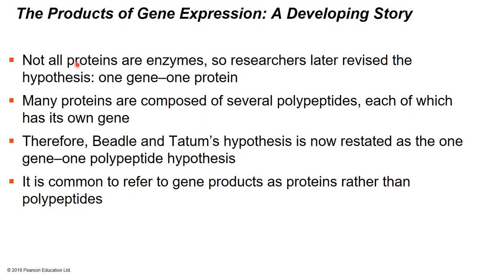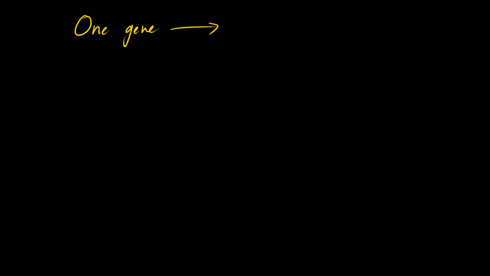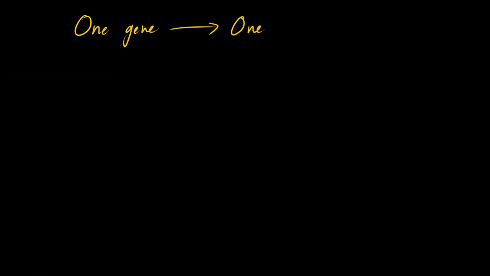But now we know that not all proteins are enzymes. So some genes will be encoding proteins that are not enzymes. Okay? So you have to understand that Archibald Garrett suggested this hypothesis to try to explain the relationship between genes and proteins. So Archibald suggested that one gene encodes one enzyme.